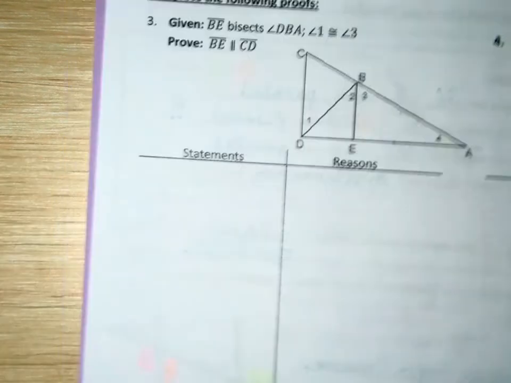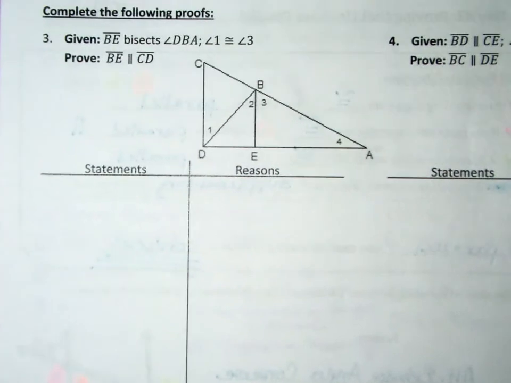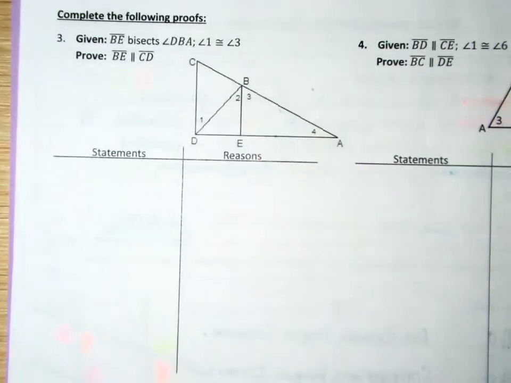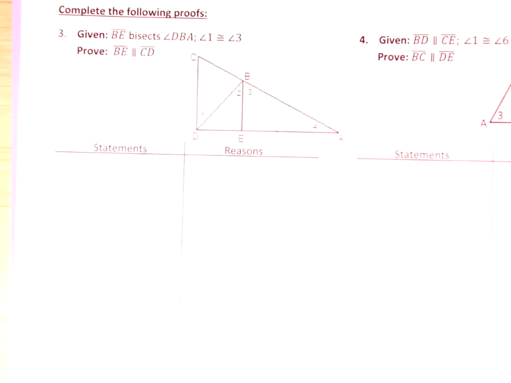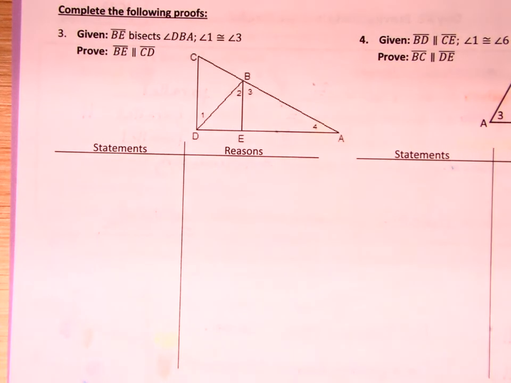So I'm going to turn it over, and I am going to do one of these on the back. I'm going to do number 3 because it has to do with bisecting. We'll do this one, and then you guys will have your homework 32 for today. So, all my lights reset. Number 3.